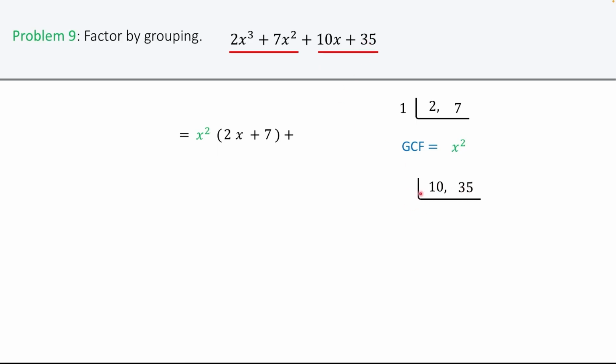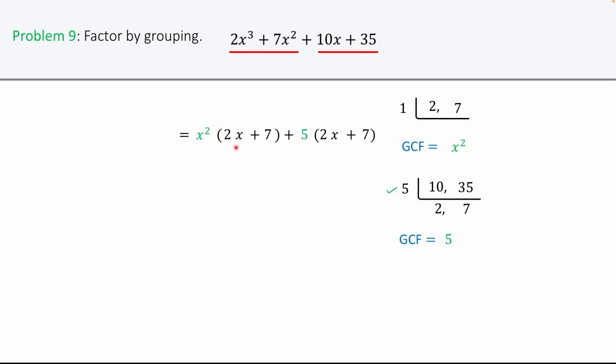Divide. 10 and 35 can be divided by 5. 10 divided by 5 is 2. 35 divided by 5 is 7. These numbers cannot be divided by any number. So GCF is 5. Now look at the variable. There is an x here, but no x here. So no common factor for the variable. Factor out 5. Now divide each term by 5. 10x divided by 5 is 2x. Plus, 35 divided by 5 is 7.